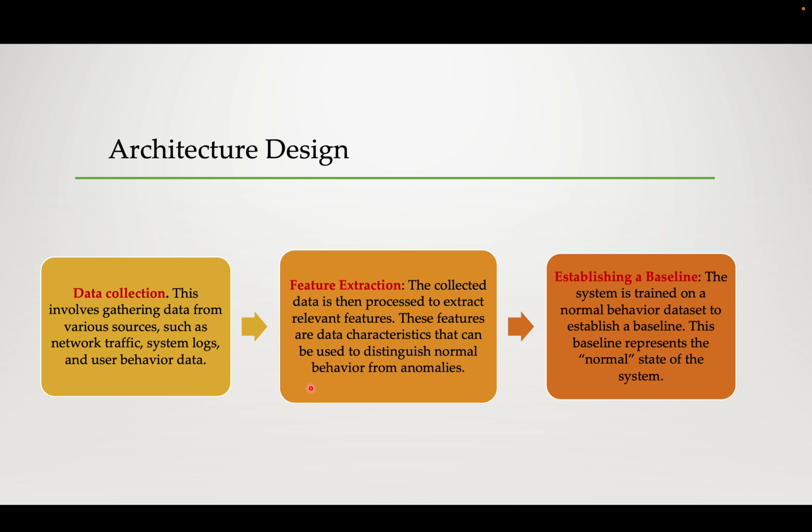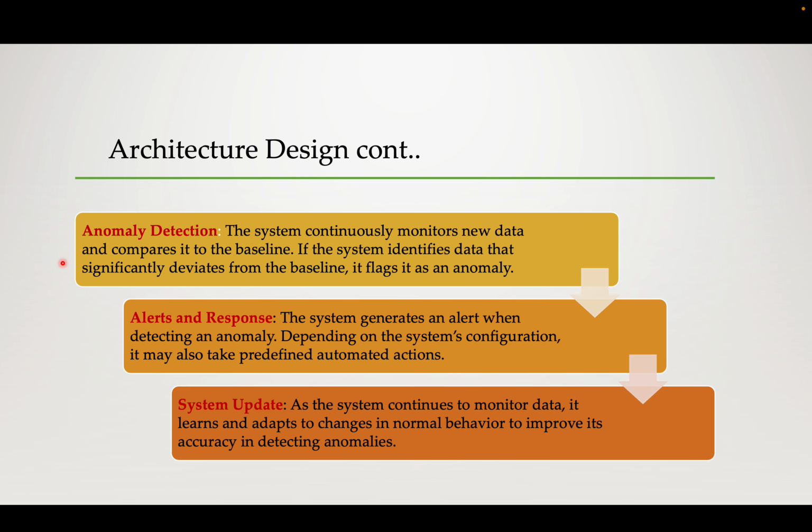These features are basically what we call the data characteristics that can be used to distinguish normal behavior from anomalies. Then you need to establish a baseline. The system is trained on a normal behavior data set to establish the baseline, which represents what is normal for a system or a user. Then for anomaly detection, the system will keep monitoring new data and compare it to the baseline. If there's a deviation from the baseline, it will be flagged as abnormal.